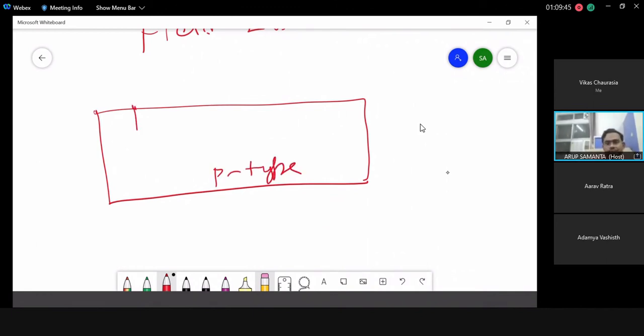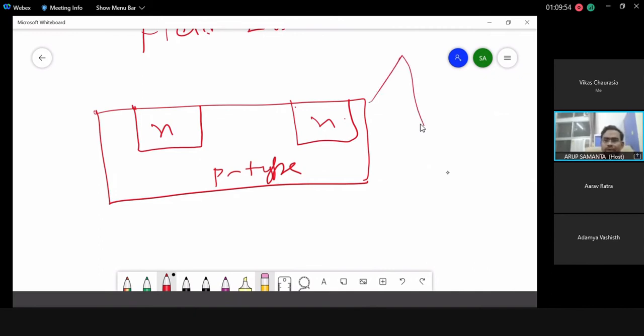Then you dope it with N-type. You dope it with N-type. Okay? You can draw this in 3D. So this is the doping area. And on top of that, you can have some SiO2, silicon oxide.